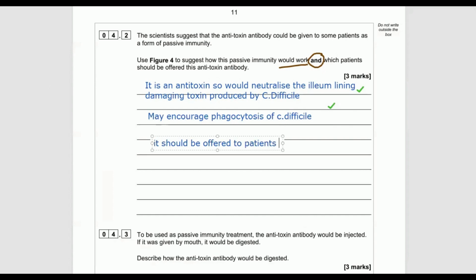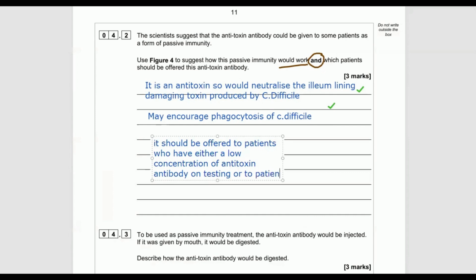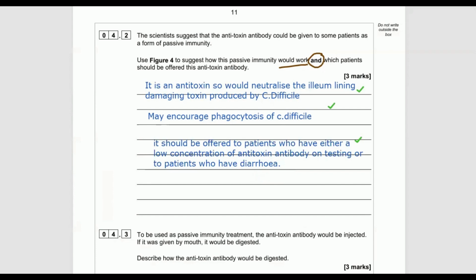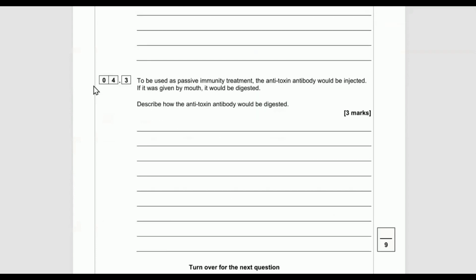Now, which patients should you offer this treatment to? Well, there's no point in giving it to the people who don't have diarrhea because they have a high concentration of antitoxin in their blood. The patients that are infected but with no diarrhea already have a high antitoxin antibody concentration. So we want to give it to people who have diarrhea because they're the ones who have a low concentration of antitoxin antibody in their blood.